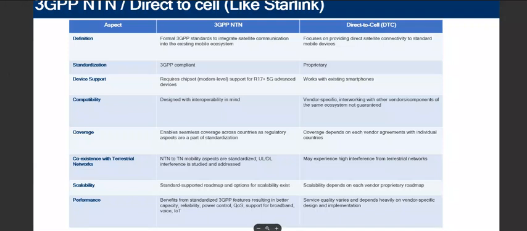3GPP NTN benefits from standardized 3GPP features, resulting in better capacity, reliability, power control, quality of service, and support for broadband, voice and IoT. For direct to cell, service quality varies and depends heavily on vendor specific design and implementation. That is the difference between 3GPP NTN and direct to cell.